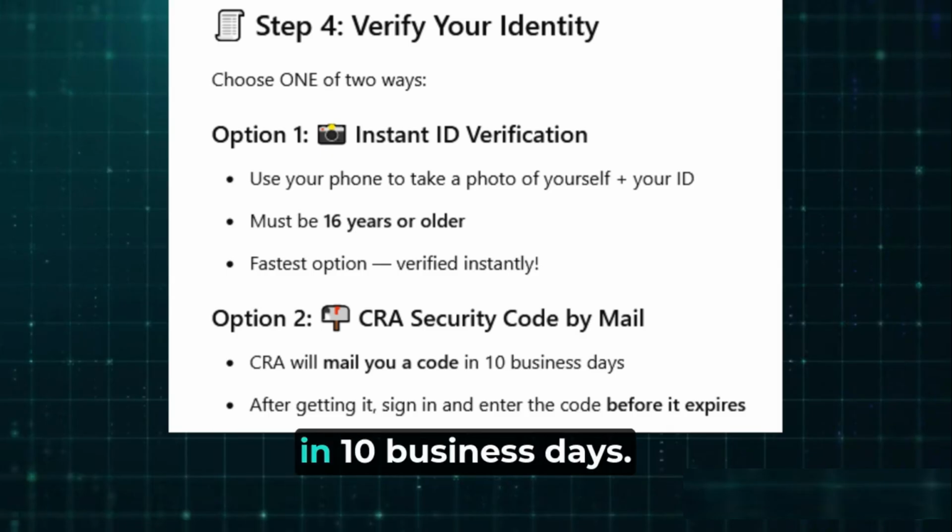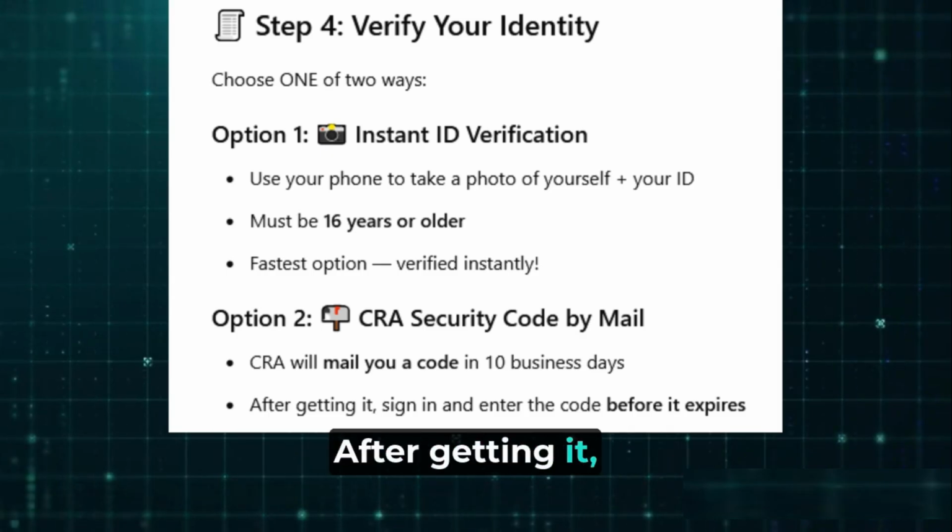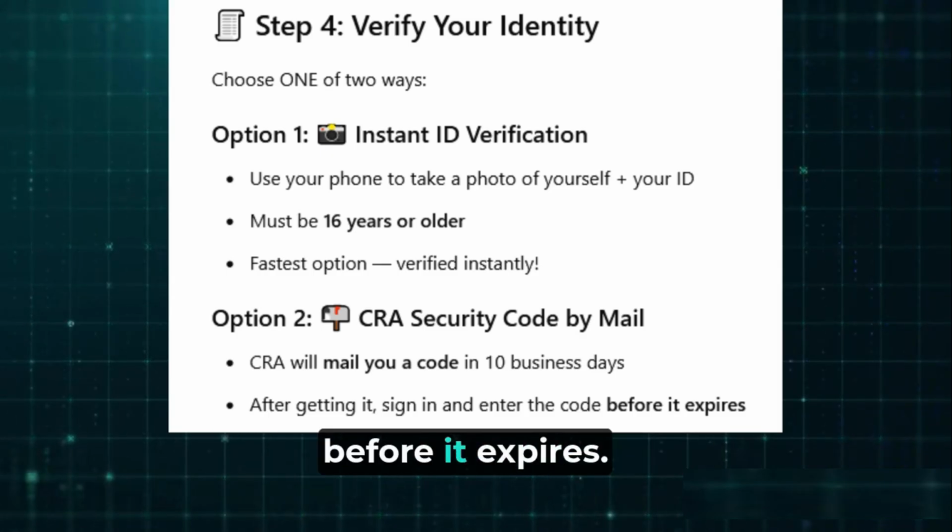Option 2, CRA security code by mail. CRA will mail you a code in 10 business days. After getting it, sign in and enter the code before it expires.